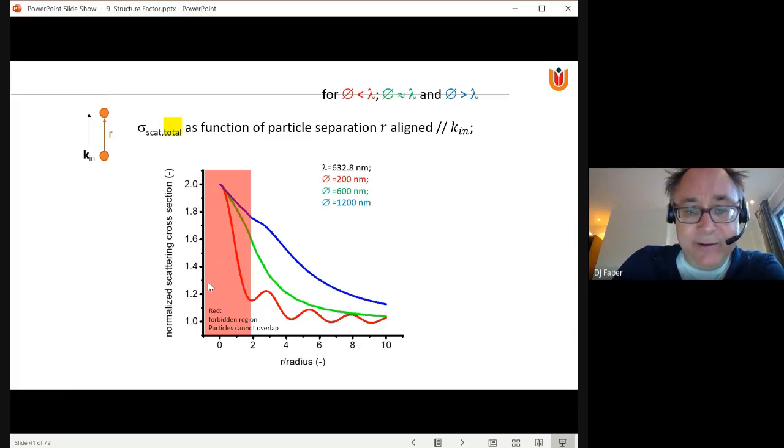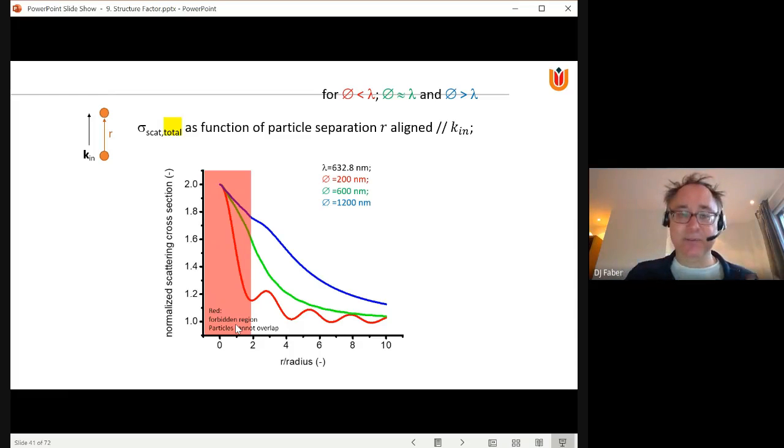In red here is a forbidden region. For distances up to two times the radius, or one times the diameter, that's not allowed because the particles are not allowed to overlap. But as the graph shows, you can still perform the calculations as if it were allowed. For interpretation, though, you should basically ignore the part within the red bar.